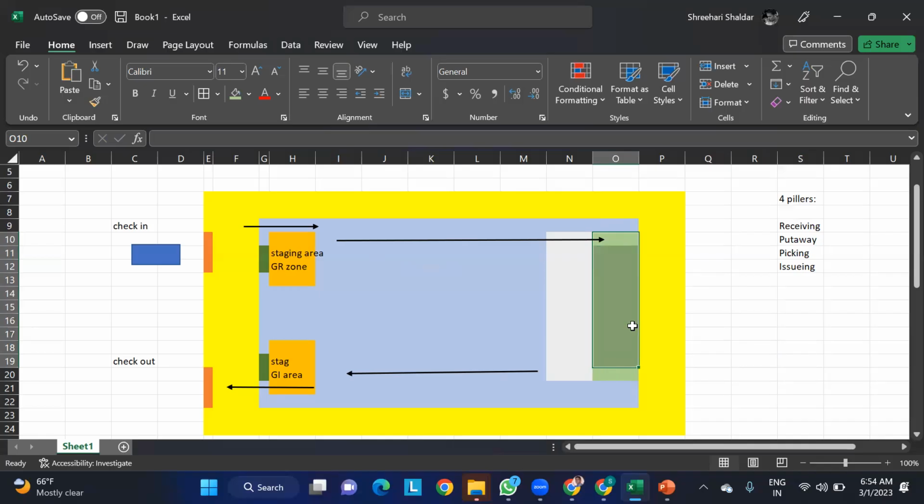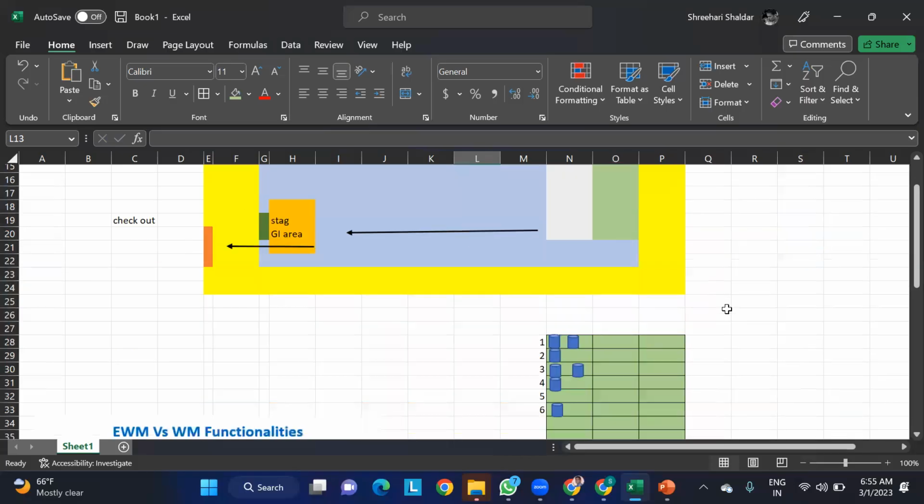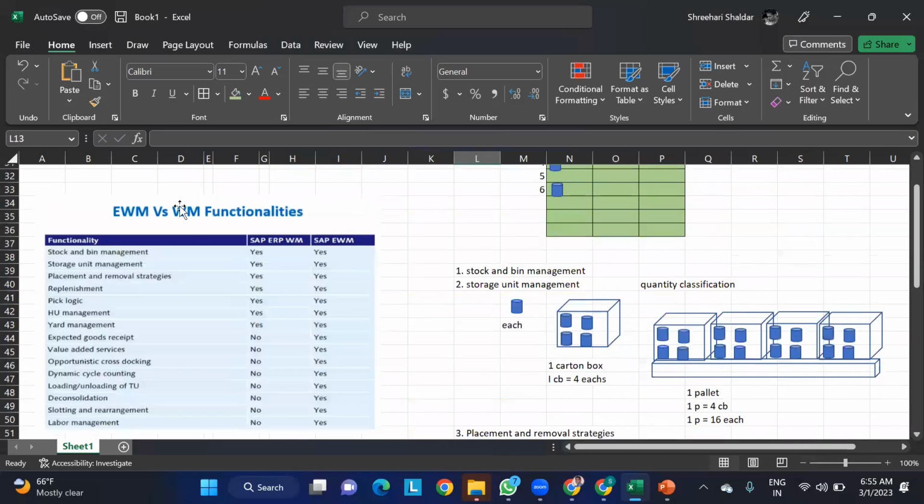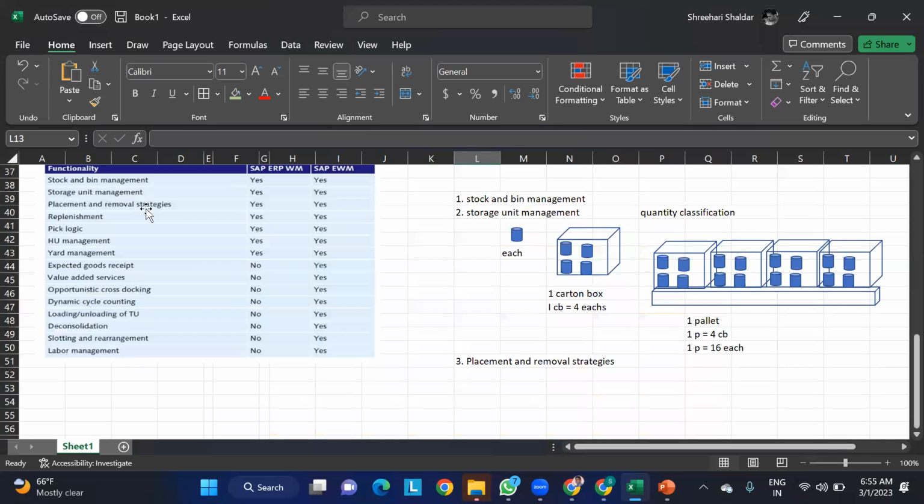Let us consider, whatever the forklift or the human is bringing, how should he understand in which bin he has to keep it? That will be given by the system only. That comes under the strategy. So we can do this strategy in WM as well as in EWM, the stock removal as well as the stock placement strategies. Next is the replenishment.